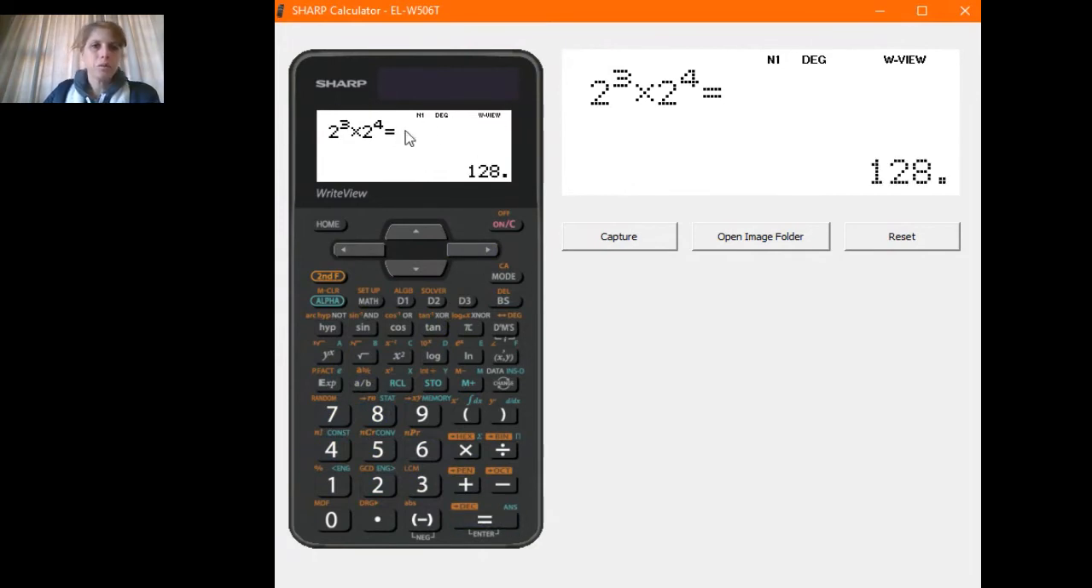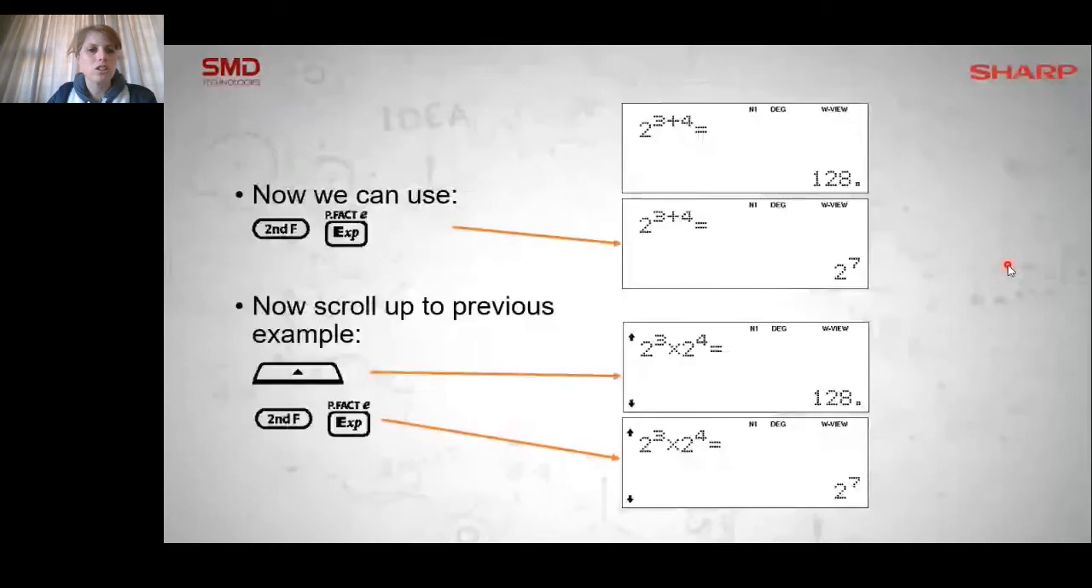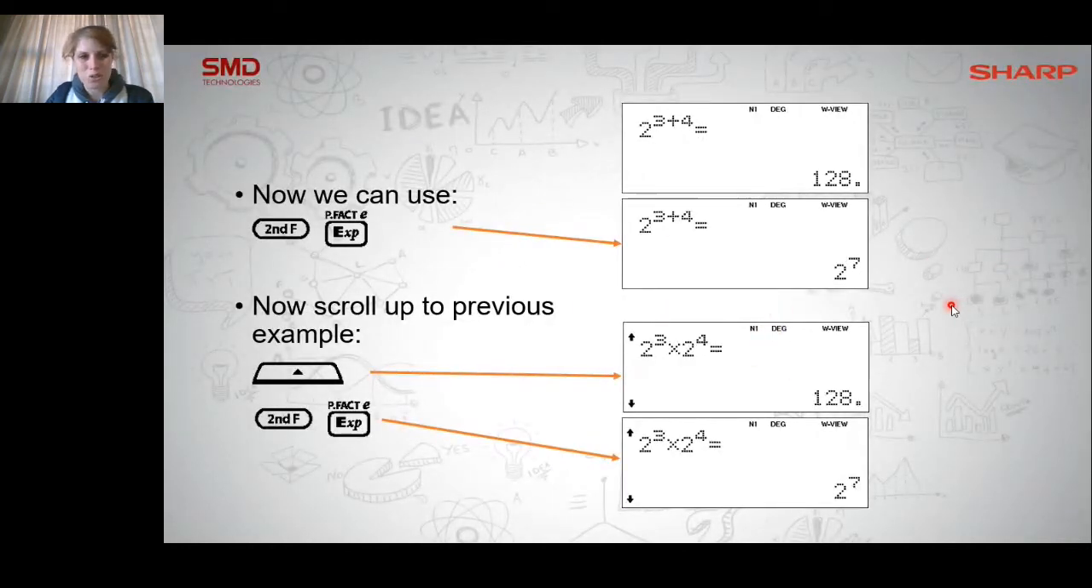Now, we can do second function and p fact, and that shows us 7. And if we did this, 2 to the power of 3 plus 4 is equal to, we'd get the same answer, right? So we can see that when we are multiplying with the same bases, we can add our exponents together. That's basically what the rule is. So it's a really nice rule and a really nice way to teach it on the calculator. If you're looking for an investigation, then this is a lot of fun to do with them as well.